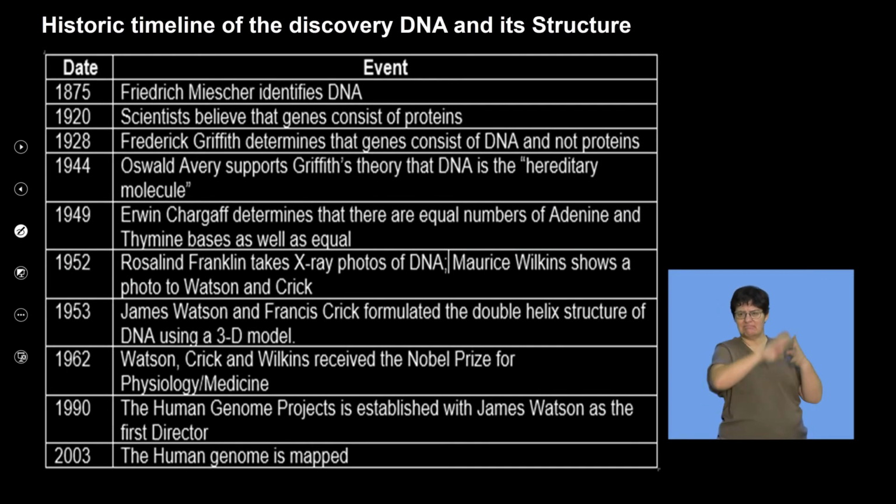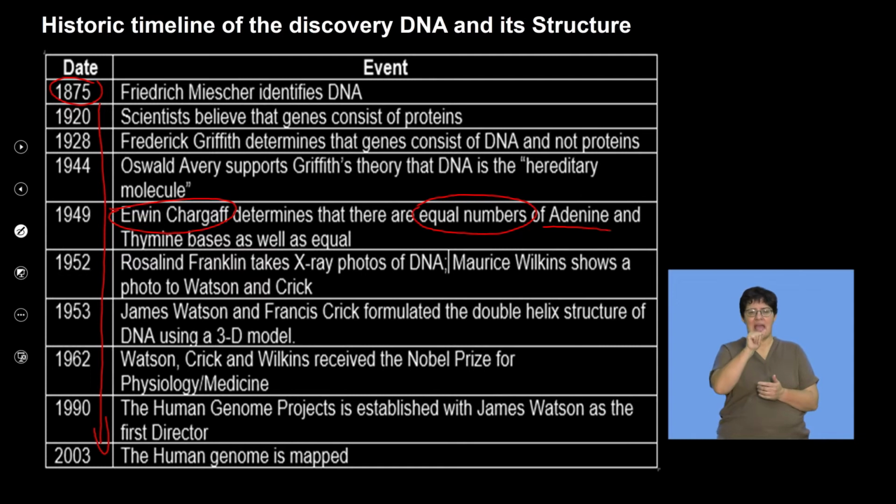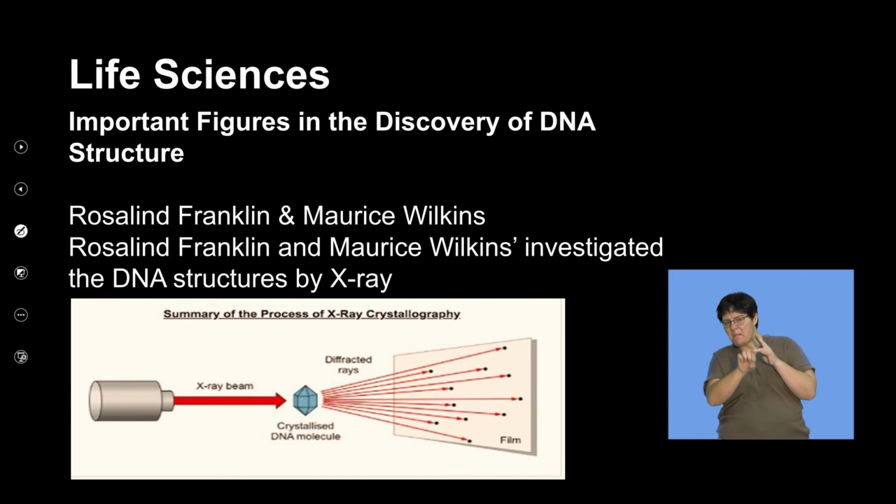This table talks about essentially the timeline. And I'm not going to spend too much time looking at this, but it's important that there were some really significant experiments that were conducted. So Erwin Chargaff played a very important role in determining that there were always equal numbers of adenine and thymine bases, as well as equal numbers of cytosine and guanine bases. We're going to spend some time looking at some key discoveries in the structure of DNA. Notable is Franklin's and Maurice Wilkins' contribution to this.